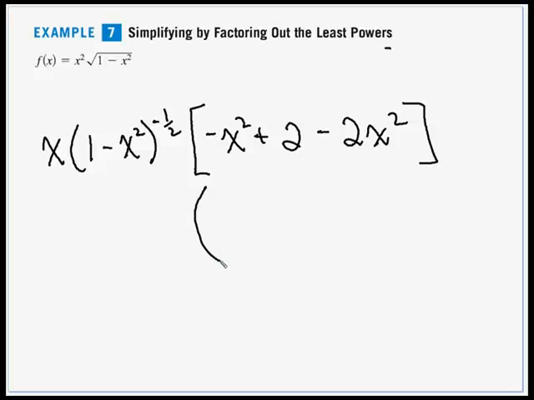So here, let's just look in the brackets. Negative x squared minus 2x squared is negative 3x squared, and we have a 2. So let's write that as 2 minus 3x squared. And then we have this stuff out front.